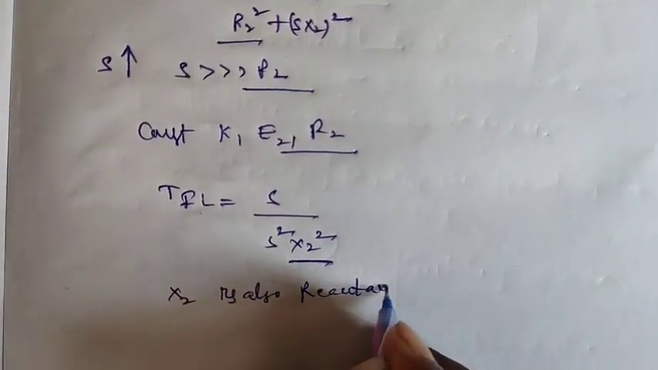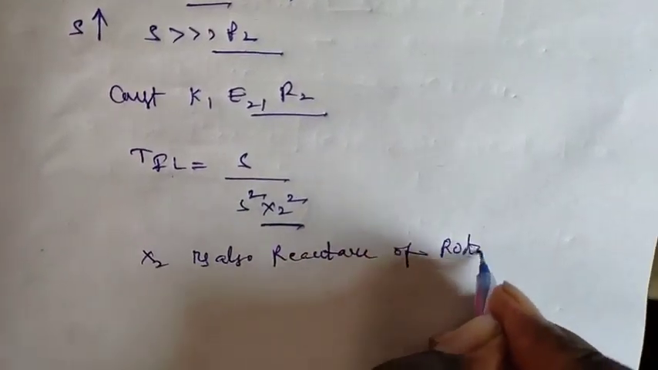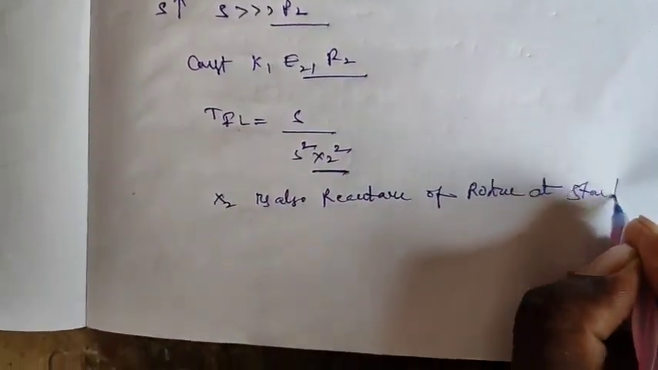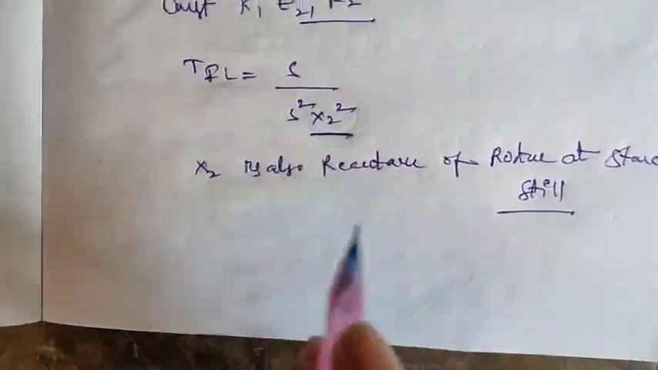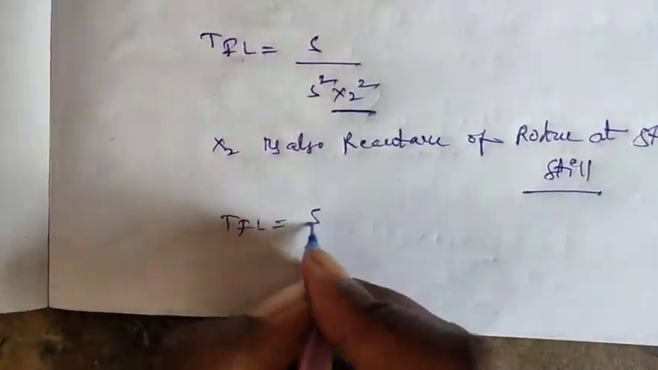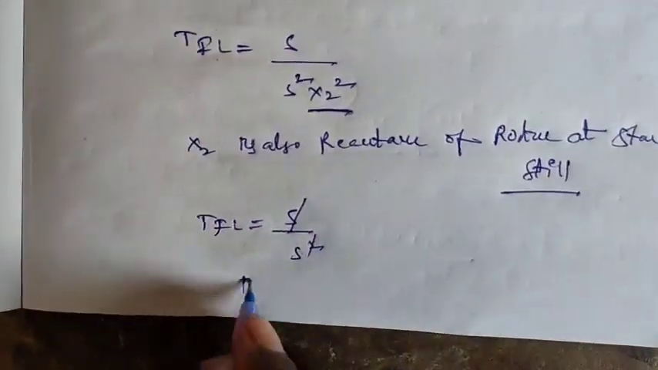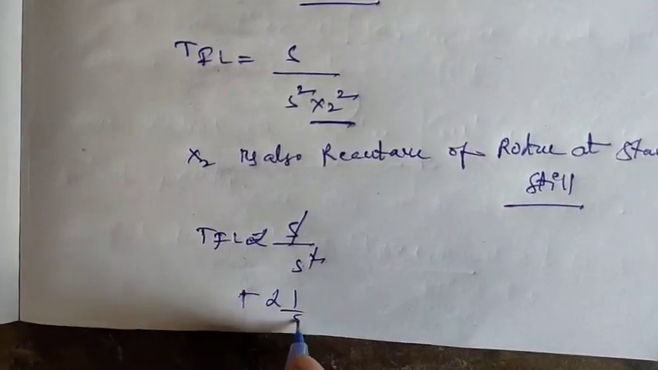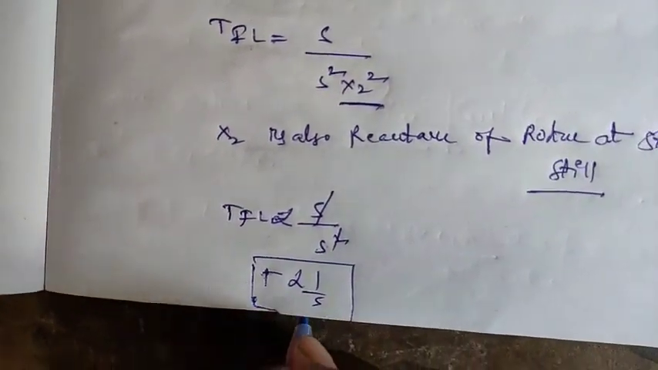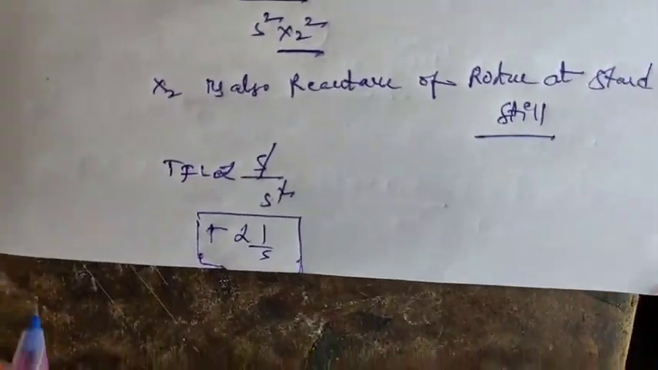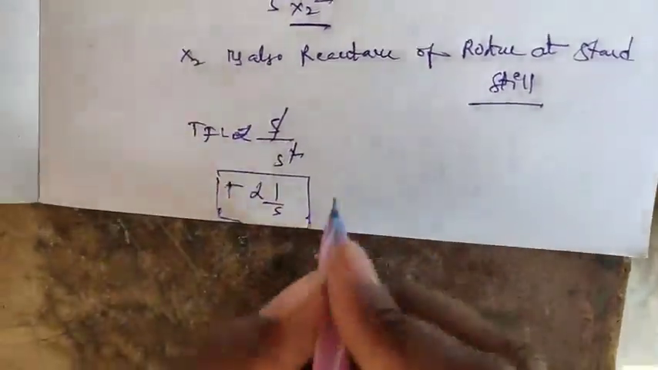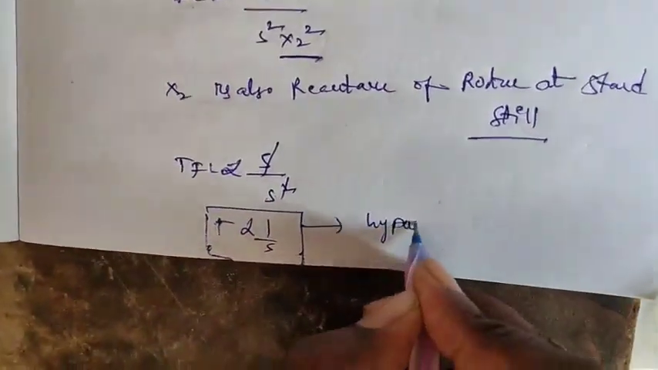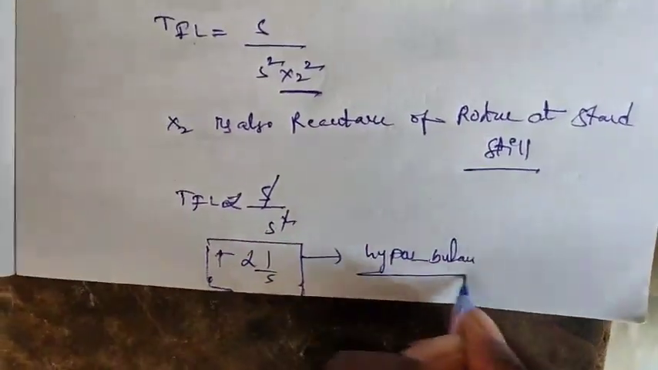Here X2 is the reactance of the rotor at standstill. It is also constant. The TFL equals S divided by S square. That means TFL is inversely proportional to S, or directly proportional to 1 by S. The torque is inversely proportional to slip. The curve should be like a hyperbola, and is drawn.